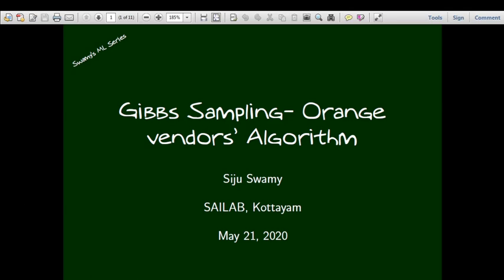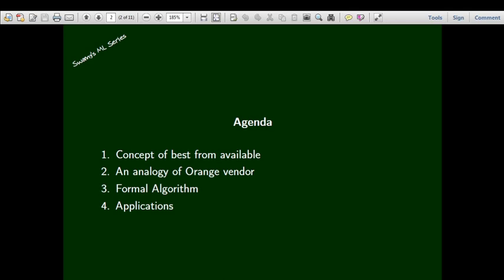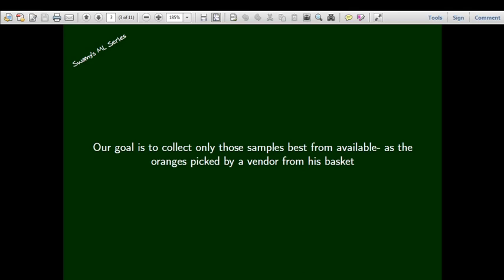In this session we are going to discuss Gibbs sampling, and I am using an orange vendor analogy to explain Gibbs sampling. Agenda: the concept of best from available, an analogy of the orange vendor, the formal algorithm, and finally applications. Our goal is to collect only those samples that are the best from available, like the oranges picked by a vendor from his basket. To understand Gibbs sampling, I am using an example of selecting oranges by a vendor from his basket.